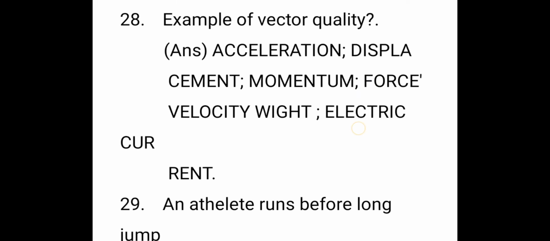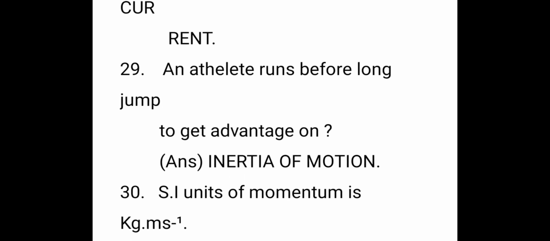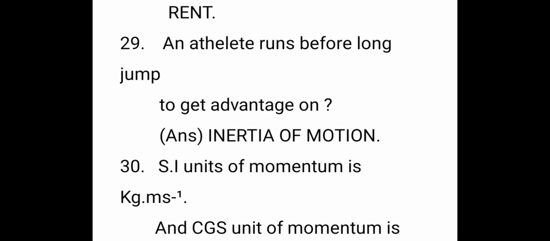Next one, the example of vector quantity. Vector quantity can express both magnitude as well as direction. Examples: acceleration, displacement, momentum, force, velocity, weight and electric current. These are also most important. Frequently they ask this question. Next one, an athlete runs before a long jump to get advantage of inertia of motion.